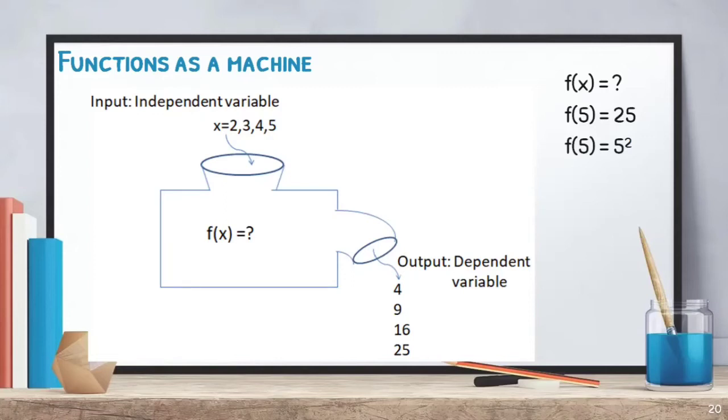Now, what is the pattern that is going on in our mathematical sentence? Very good. So meaning, we are squaring the input. So that would be f of x is equal to the square of our input. So it is f of x is equal to x squared. Any question?